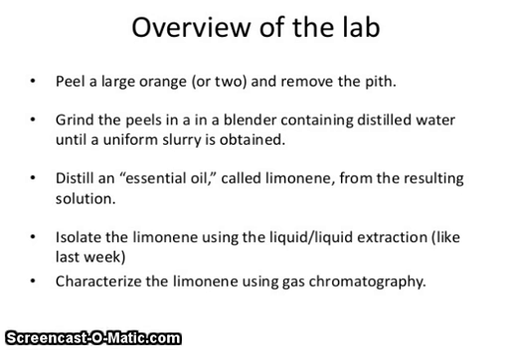So, what is the overview of this lab? Peel a large orange or two and remove the pith. Grind the peel in a blender containing distilled water until a uniform slurry is obtained. Distill an essential oil called limonene from the resulting solution. Isolate the limonene using liquid extraction and characterize the limonene using gas chromatography.